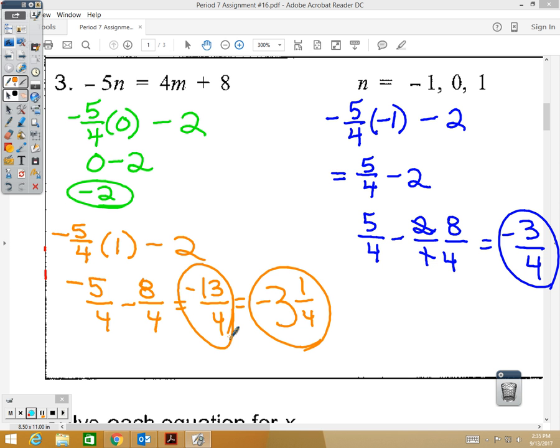You can also, on any of these, you could have changed 5/4 into a decimal. 5/4 would be 1.25. So you could have done a negative 1.25 times 0, a negative 1.25 times 1, a negative 1.25 times negative 1. And that might have helped you as well. So you don't have to leave things as fractions. You can change things into decimal form. And that might help you with number 4 if you do that one.